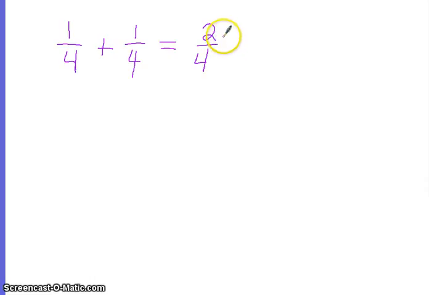Or, if you want to simplify it, what numbers go into both 2 and 4? 2, so you do 2 divided by 2 and 4 divided by 2. That gives you 1/2 simplified. Now, when you have different denominators, say, for example, 1/2 plus 1/4, your denominators have to be the same.